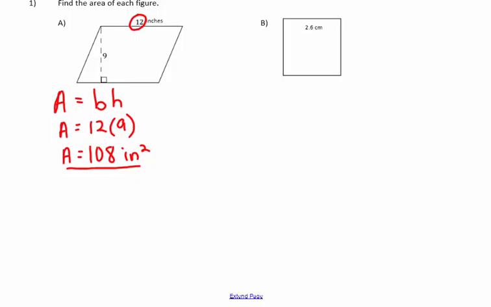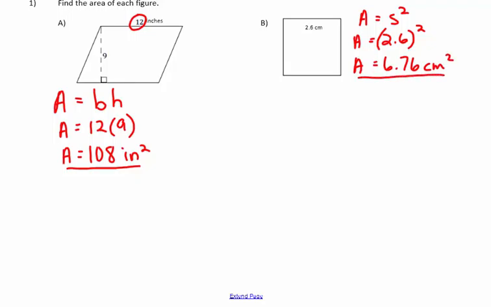B, there's only one side labeled, so we're going to assume that this is a square. A equals s squared. The side of this is 2.6. I square that in my calculator, 6.76, and then the label is centimeters squared because it's area. So there's two of our shapes we talked about.